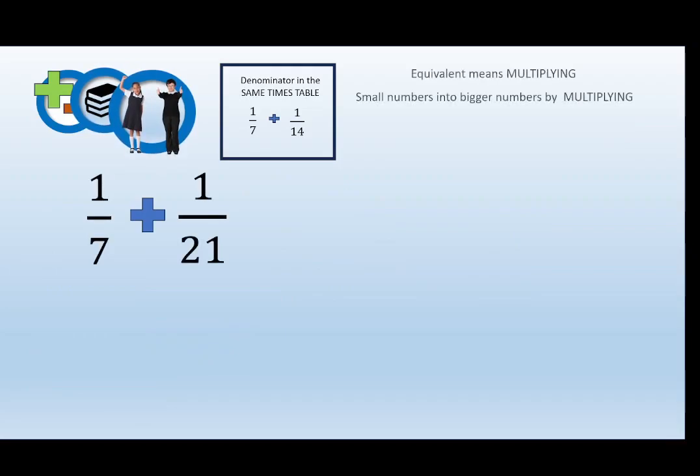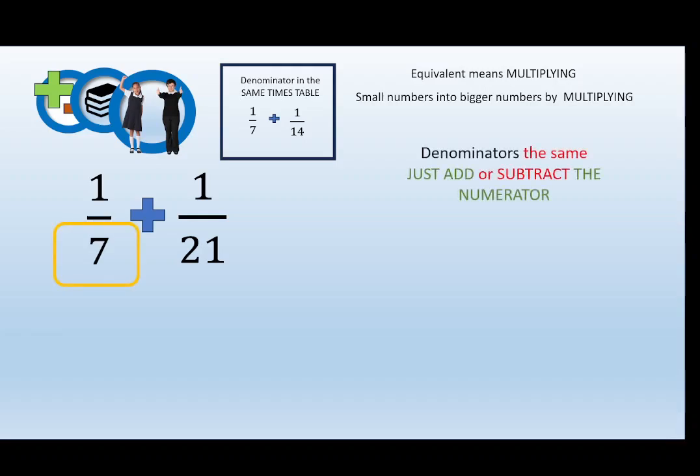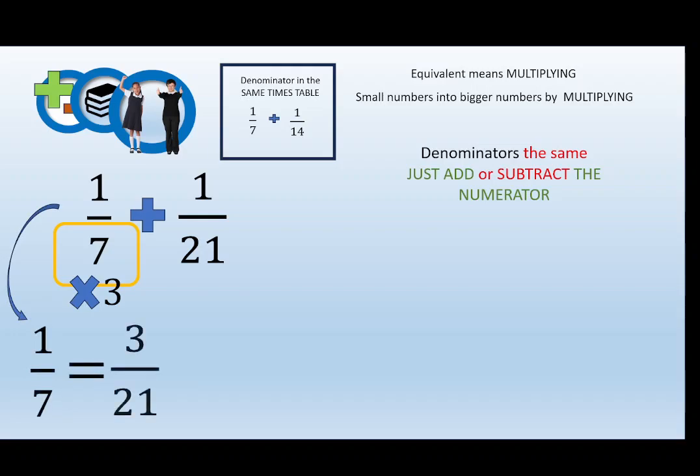Guess whose go it is now? Yes, it's your go. We're going to use equivalent fractions. Smaller number into bigger. What's the smaller number that I'm going to deal with? That's right. It's the 7. I'm going to remember that I'm going to end up with my denominators the same. So I need to multiply by 3. Let's make 1/7 into its equivalent fraction. I multiply the top and the bottom by 3 and I get 3 over 21.